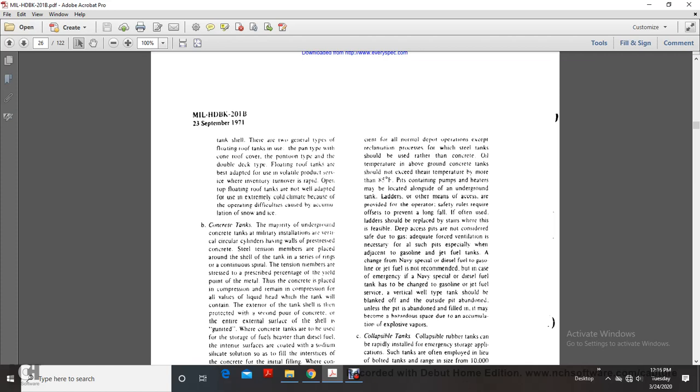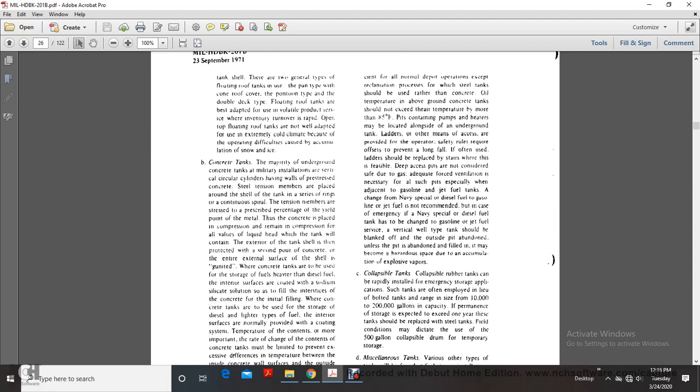All such pits, especially when adjacent to the gasoline and jet fuel tanks, should be cleaned with Navy special and diesel fuel. Gasoline and jet engine fuel is not recommended, but in case of emergency, Navy special or diesel fuel may be used when the tanks have been changed from gasoline or jet fuel service. Vertical well type of the tank should be blanked off on the outside of the pit and demanded. Unless the pit is abandoned, fill it in, as it may become a hazard space for the accumulation of explosive vapors.